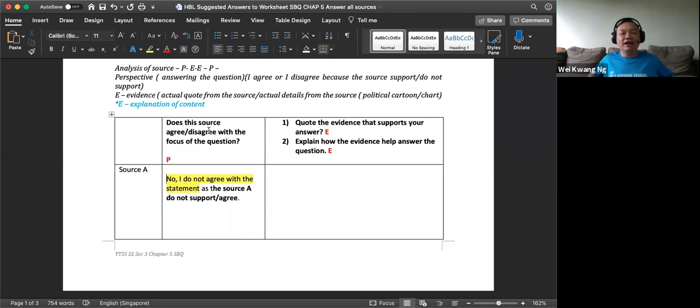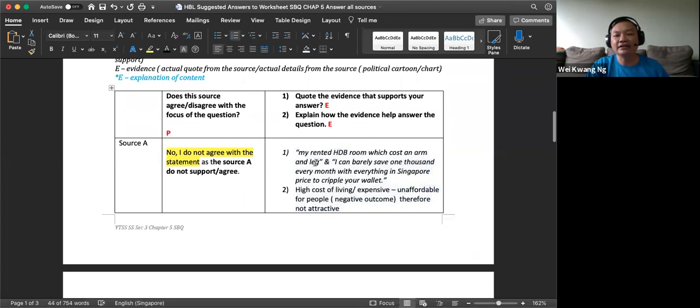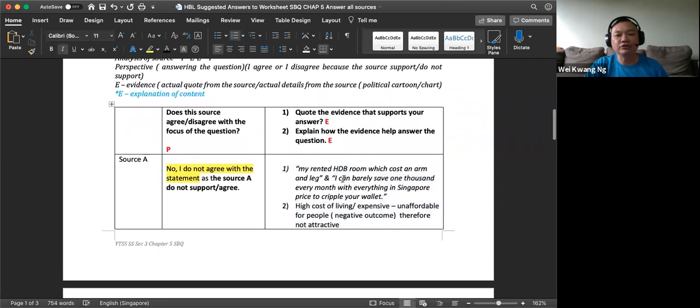Once you have made a claim like this, obviously you already have the evidence. So what is the evidence that you pick up? I'm going to show you what I have picked up. The first thing, he says that my rented HDB flat costs an arm and a leg. And there's another statement, I can barely save 1,000 every month with everything in Singapore priced to cripple your wallet. Based on this evidence, this is the quotation that I pick up.